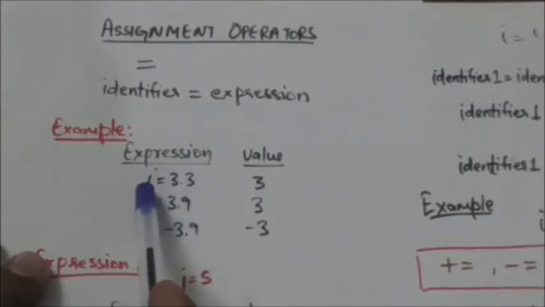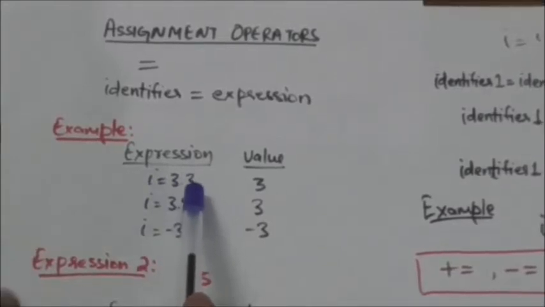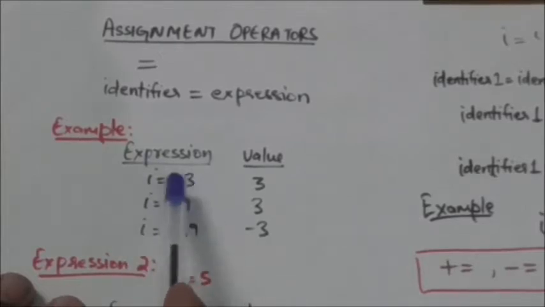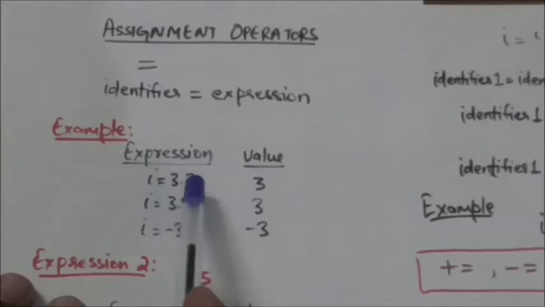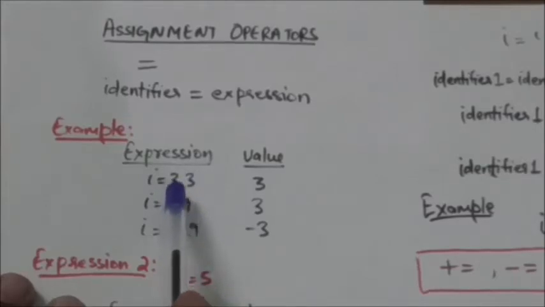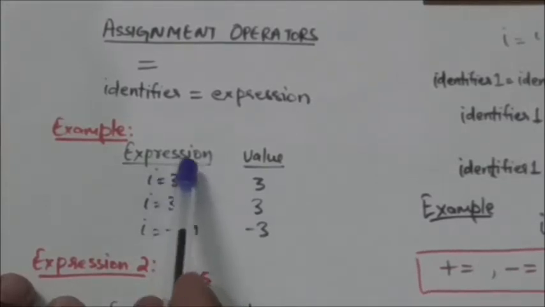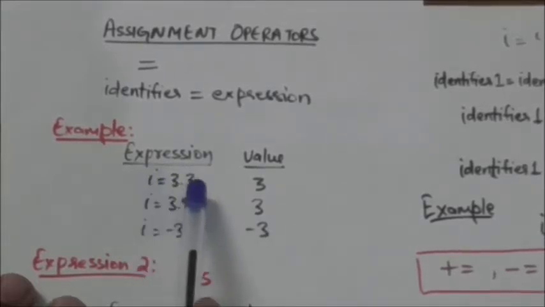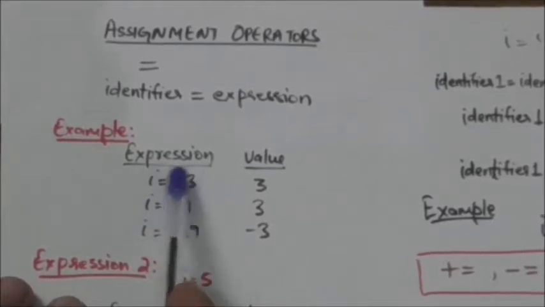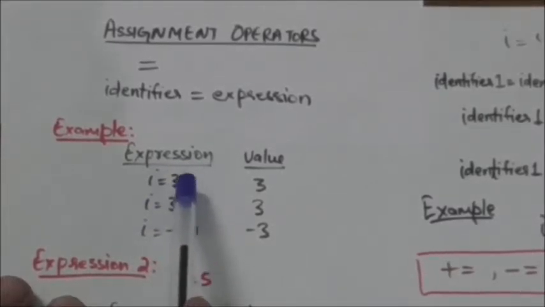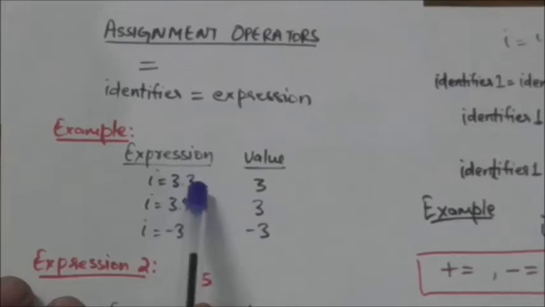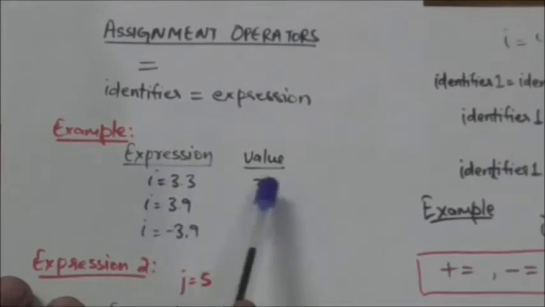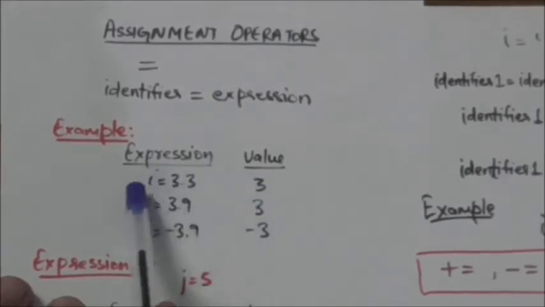Now see this expression: I is equal to 3.3. Suppose I is an integer variable. So 3.3 is a floating point number. So in this case what will happen? This 3.3 will be converted into an integer because I is an integer. When 3.3 is converted to integer, its value will become 3 because the fractional part 0.3 will be removed. So in this case the value of I will become 3. The value 3 will be assigned to I.